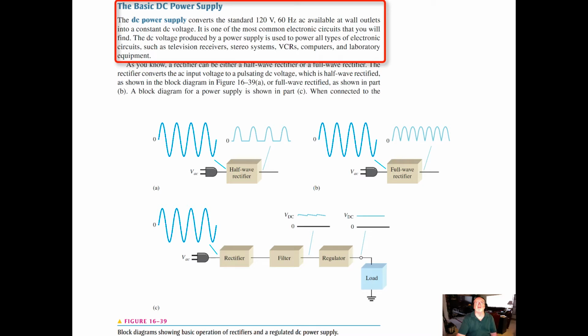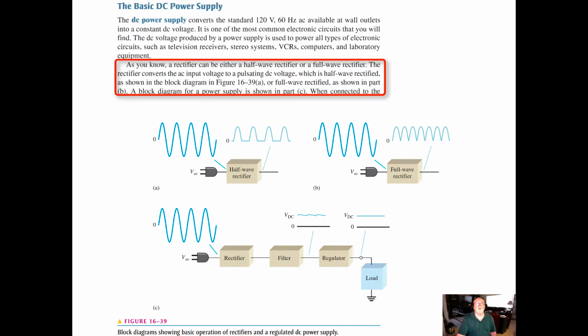You use it to charge your phone. The DC voltage produced by a power supply is used to power all types of electronic circuits, such as television receivers, stereo systems, VCRs, computers, and lab equipment.